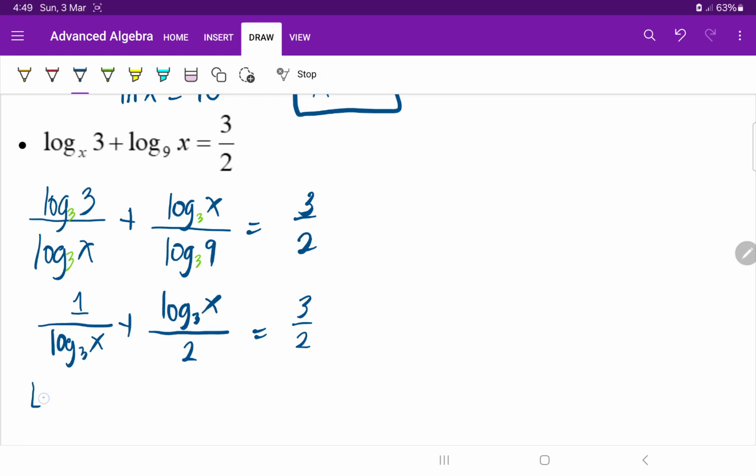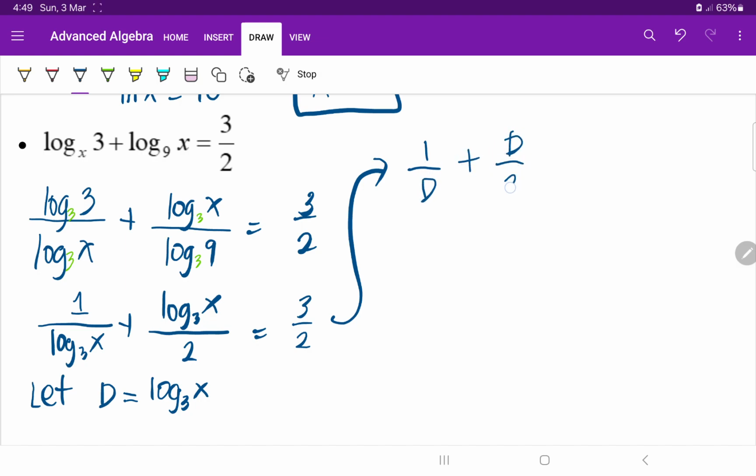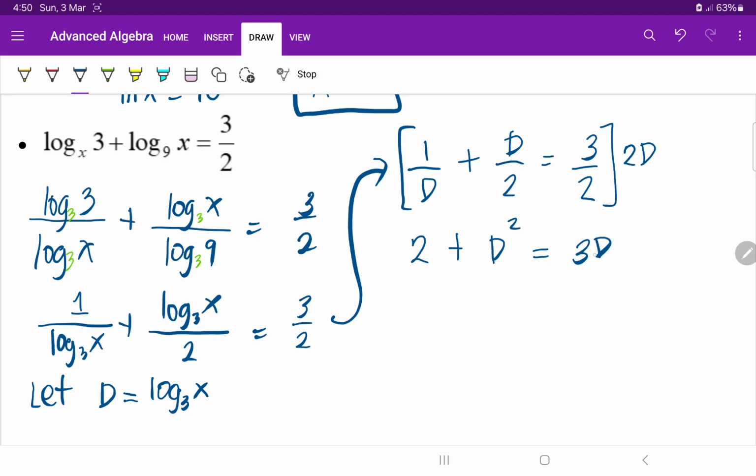So I will again let, try naman natin this time variable d. Let d equals log base 3 of x. So, if I do that, itong equation natin na to becomes 1 over d plus d over 2 is equal to 3 halves. Okay? So, multiplying all terms by the least common denominator, which is 2d, this becomes 2 plus d squared is equal to 3d.